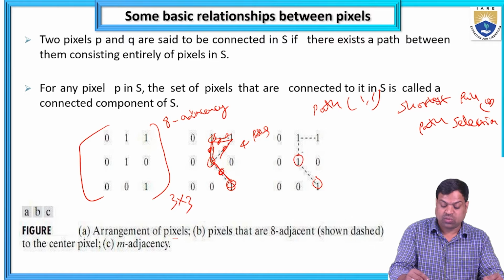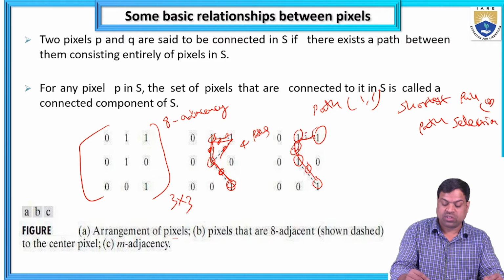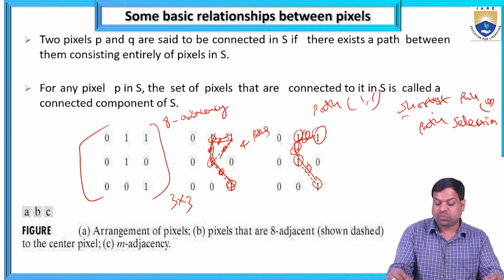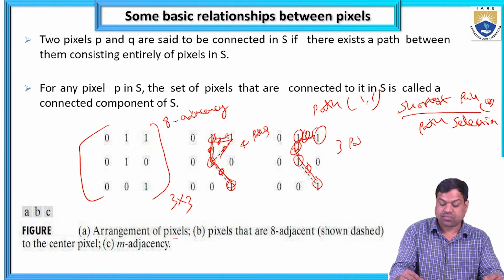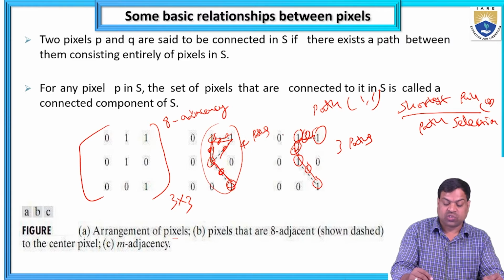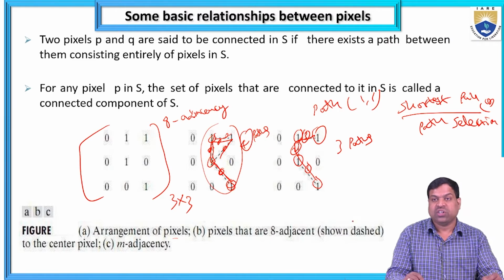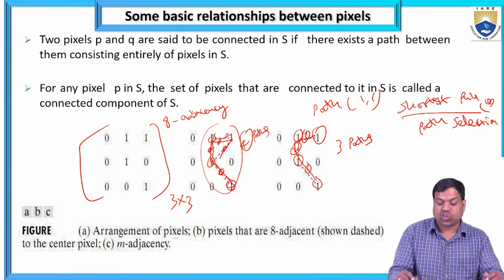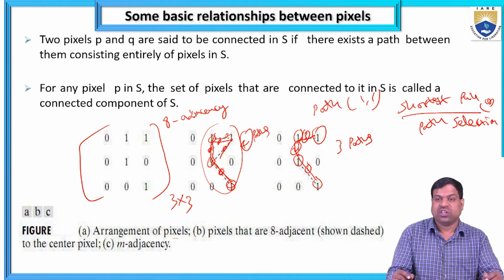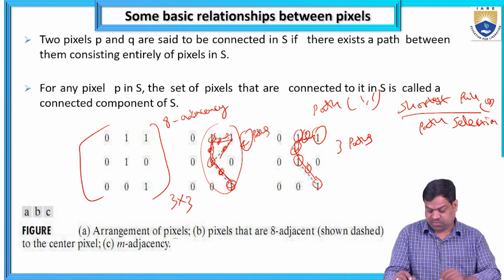Suppose I am asking you which one is the shortest path? So 1, 2, 3, 4. So it is the shortest path. How many paths are there? 1, 2, 3. If I am selecting the shortest path, here we are getting only 3 paths. But if I am taking path selection, I am getting 4 paths. So path selection means how many possibilities are there. Shortest path means which one is the shortest, and then we are reducing the paths.